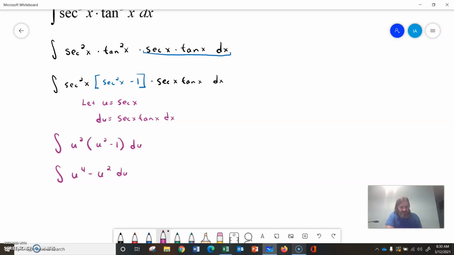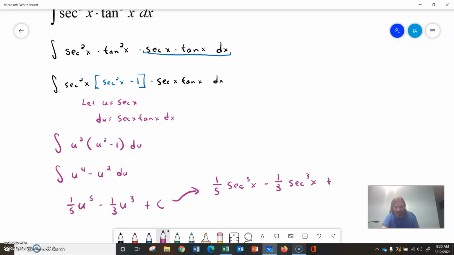So that turns into 1/5 u to the fifth minus 1/3 u cubed plus c. But we need to take this back to our original x value, which the u was secant x. So it'll be 1/5 secant to the fifth of x minus 1/3 secant cubed of x plus c.